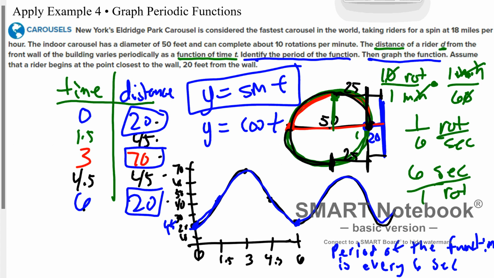So we graphed the function and identified the period length, which is every 6 seconds, and so we've answered our two questions. We wanted to identify the period of the function, which is every 6 seconds, and then graph it, which we did. Now we can assume that it is a sine function, most likely. You could write it as a cosine function too, because if you erase this part right here, now it looks like a cosine function. It starts high and drops down.